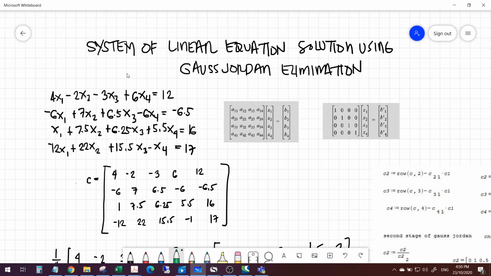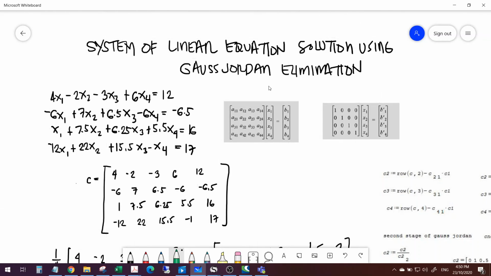Discussing the system of linear equations solution using Gauss-Jordan elimination. In the previous video, I used Gaussian elimination to solve this set of four equations with four unknowns. Here, I'll be using Gauss-Jordan elimination.